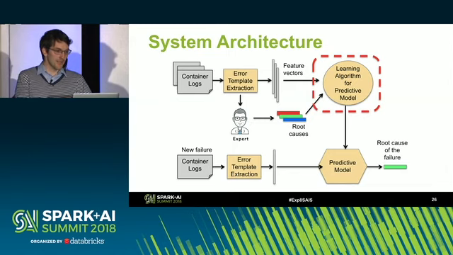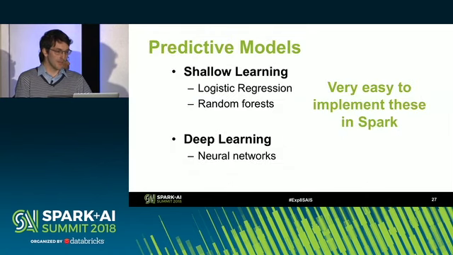Let me focus a little more on the learning algorithm per se. In terms of learning algorithms, we used both shallow learning and deep learning. For shallow learning, we use regression models and tree models such as random forests. For deep learning, we use neural networks. Both types of models are available in Spark, are easy to use, and are executed at scale using the Spark infrastructure.